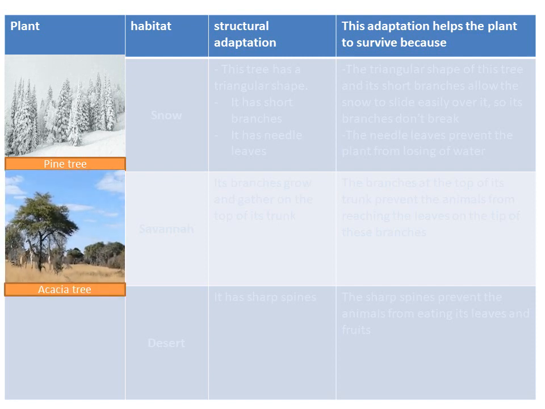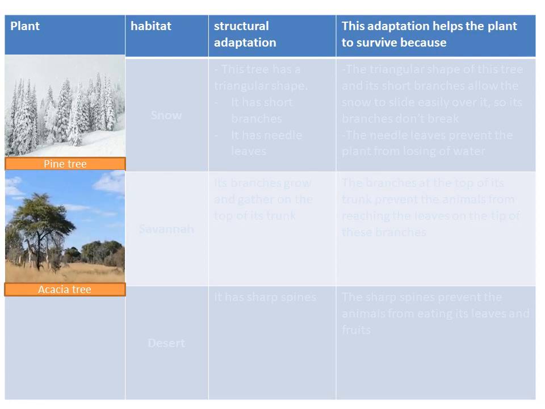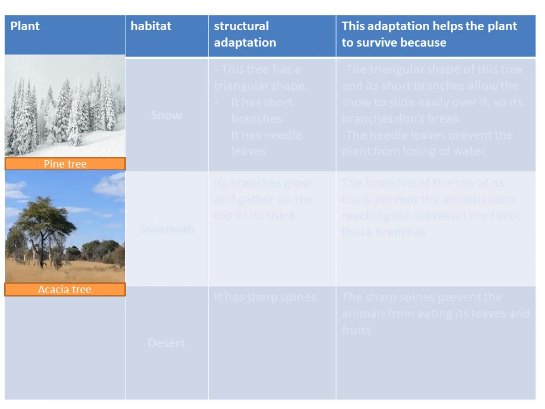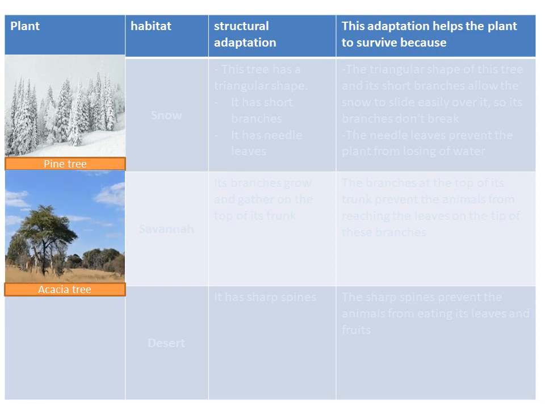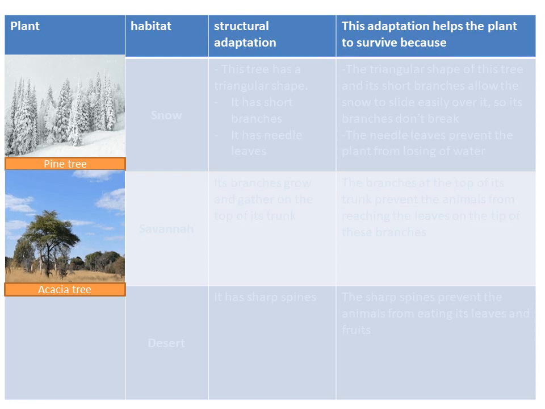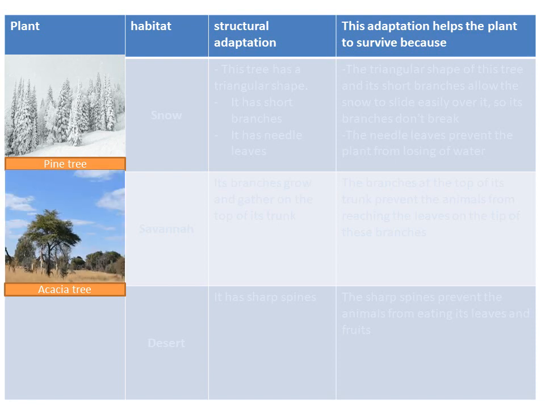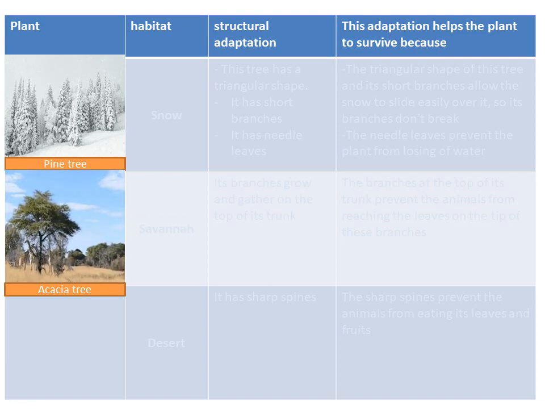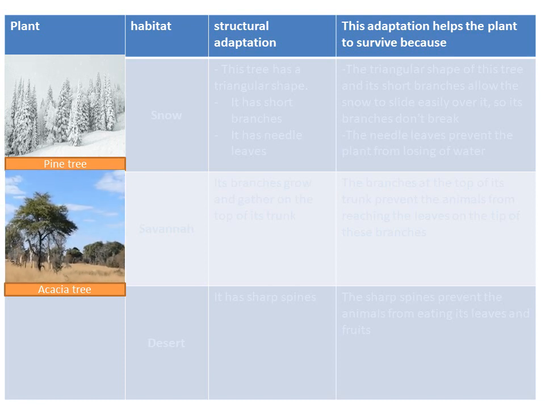Acacia tree, as we said, the habitat is savanna. Its branches grow and gather on the top of its trunk. So why the branches at the top of its trunk? To prevent the animals from reaching the leaves on the tip of these branches. As we said, only giraffes can reach the leaves. Any other animals cannot reach because it's too high.